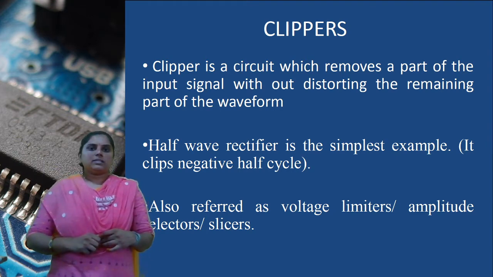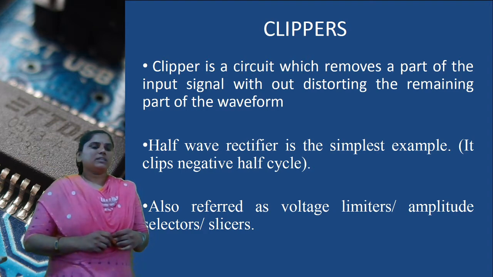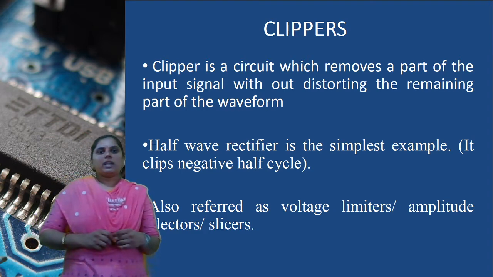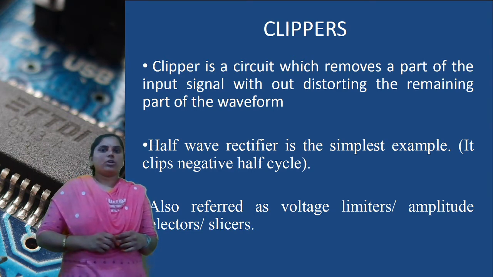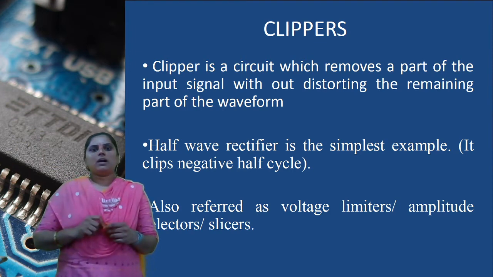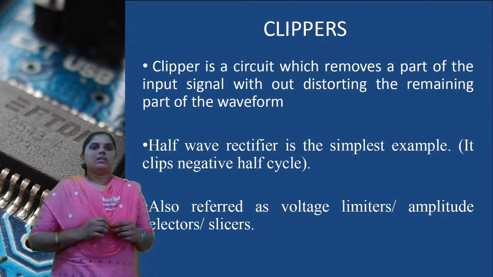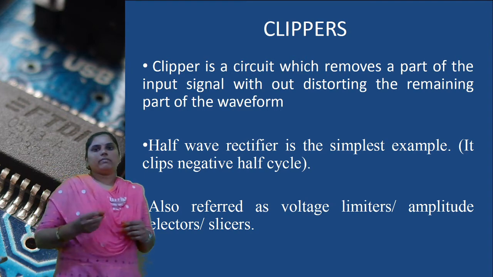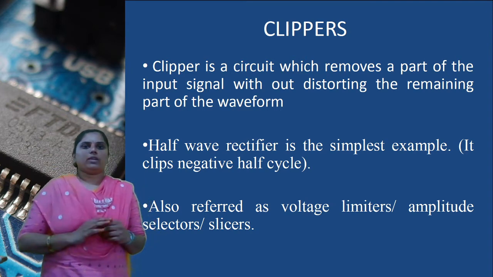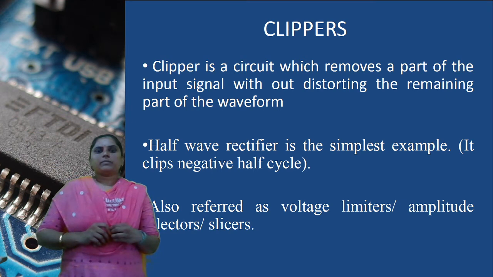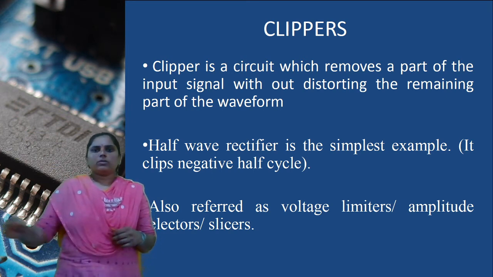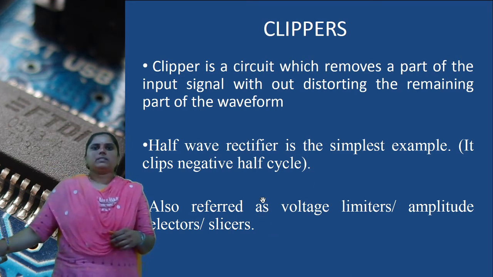The best example of a clipper is the half wave rectifier type. It removes the negative half cycle. For the half wave rectifier circuit, we get only the positive half cycle signal now. So it clips the negative half cycle. We can say that the half wave rectifier is the simplest example of a clipper circuit. Clippers are also called voltage limiters, amplitude selectors, and slicers. These are the other names of clippers.